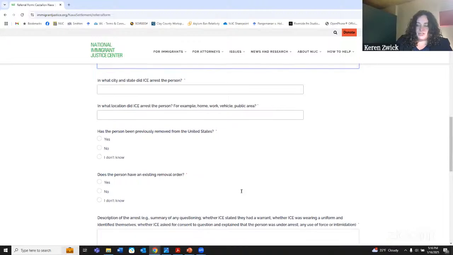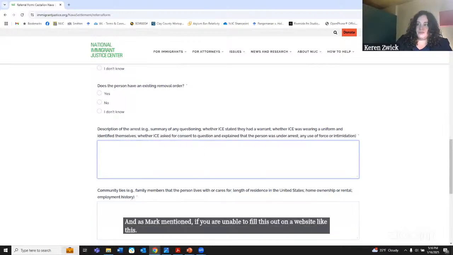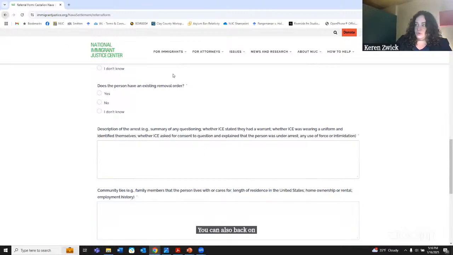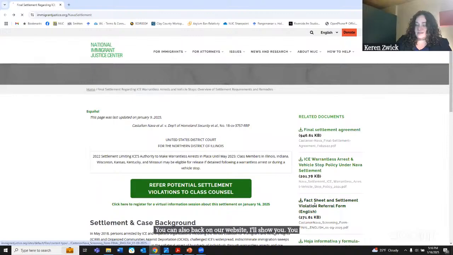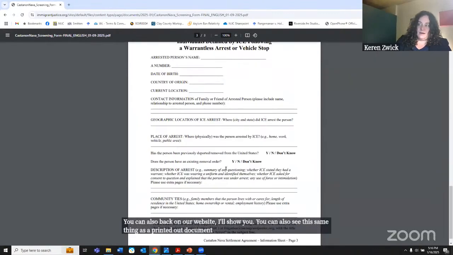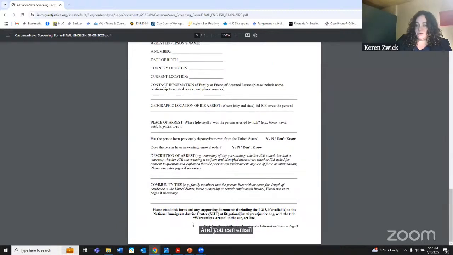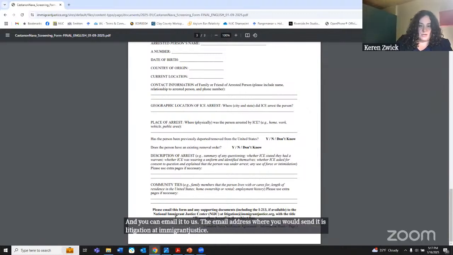And as Mark mentioned, if you are unable to fill this out on a website like this, back on our website, I'll show you, you can also see this same thing as a printed out document. It's at the back of our fact sheet. So you can just print this page out and you can write in it by hand, or you can download it and type into it if you want. And you can email it to us. The email address where you would send it is litigation@immigrantjustice.org, and we can put that in the chat.